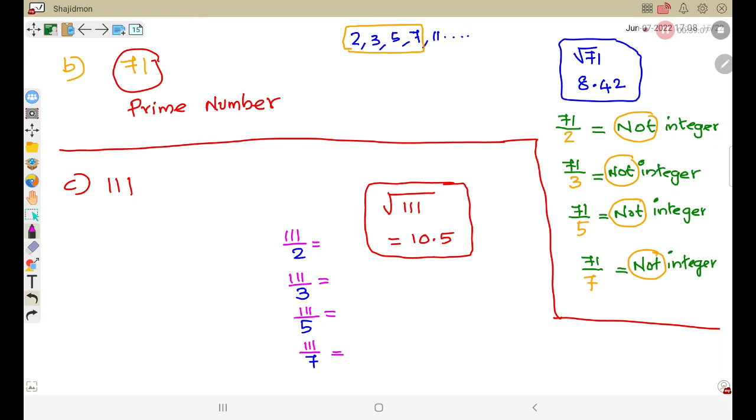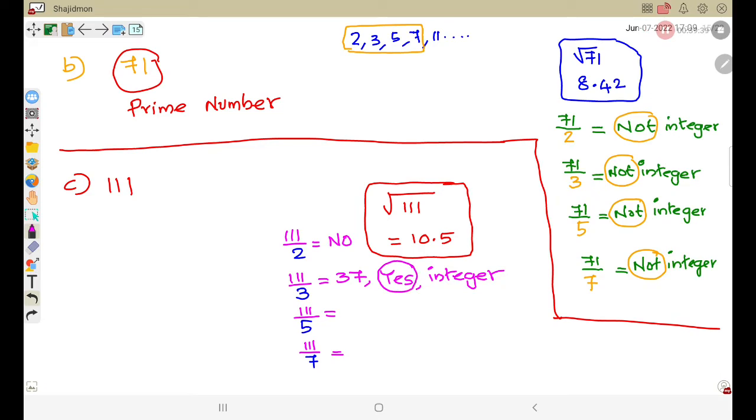You can check it. First 111 divided by 2, it is not possible, correct? Because 55.5 is not an integer. Now 111 divided by 3, is it possible? Yes, 37 is the number, so it is an integer. If you get one integer, no need to check the others, because it is already a composite number. One yes means composite number.